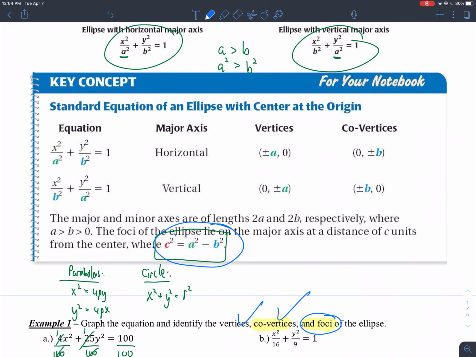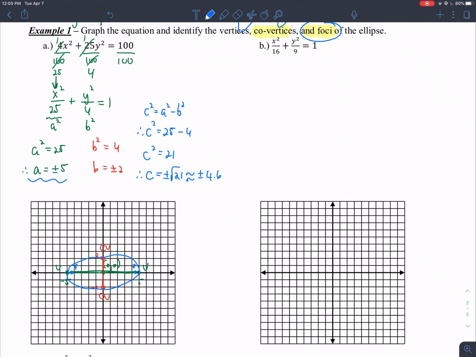Students always ask, what's the minimum work I can do? This is the minimum work you can do. You must at least show how you found your vertices, your co-vertices, your foci, and then you can draw the graph.